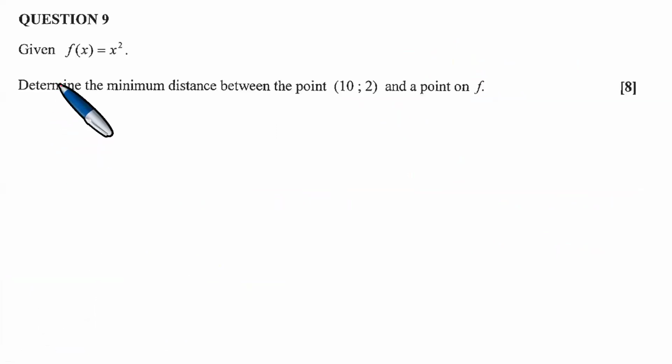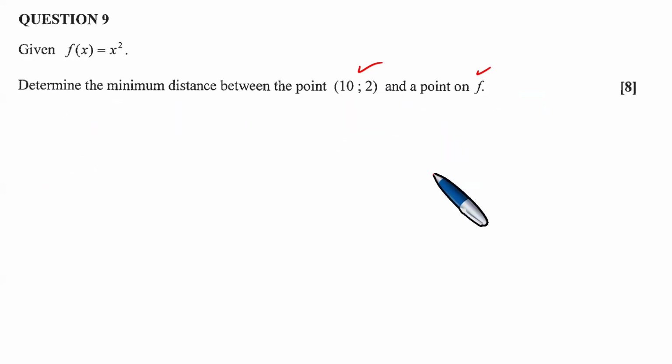Okay, here's another question, but very tricky. I want to see what you're going to do here. Some of this I'm not going to ask you, I'm just going to discuss with you. Like, determine the minimum distance between the point (10, 2) and a point on f. So you're supposed to determine the minimum distance between the point (10, 2) and a point on f.